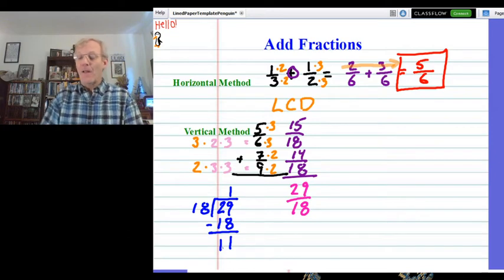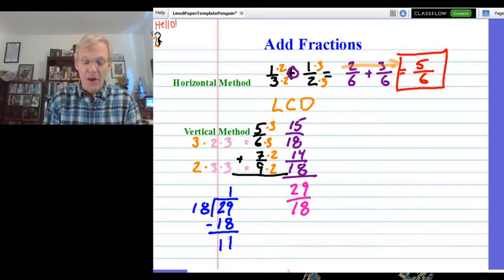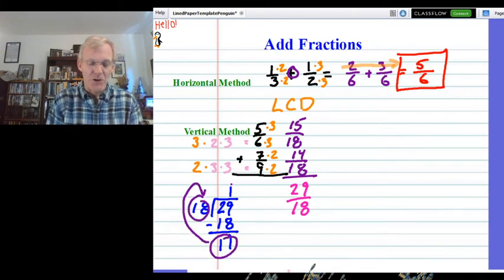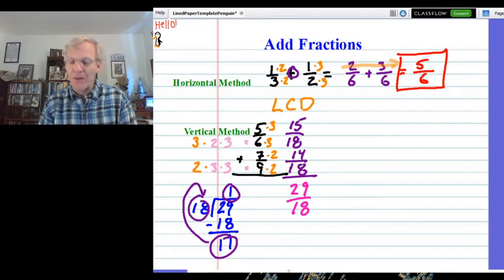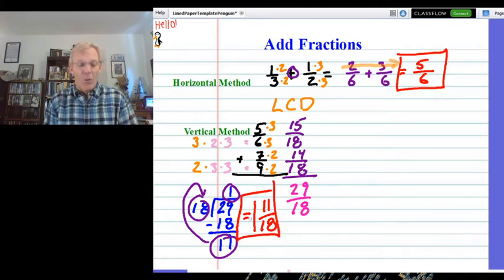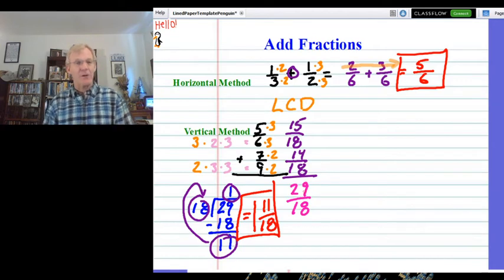And now, you have to remember from last time, remember the remainder over the divisor. There's your whole number. So we end up with the final answer of 1, the whole number answer, and 11 parts out of 18 parts. Now think about that. 1 times 18 is 18. 18 plus 11 is 29 when we go backwards.